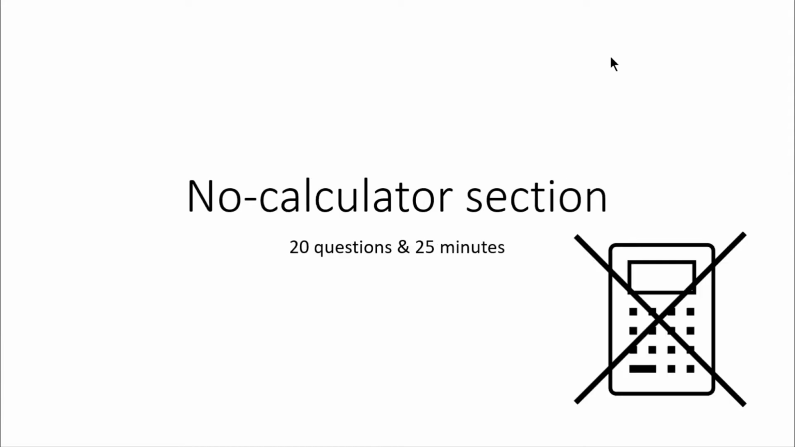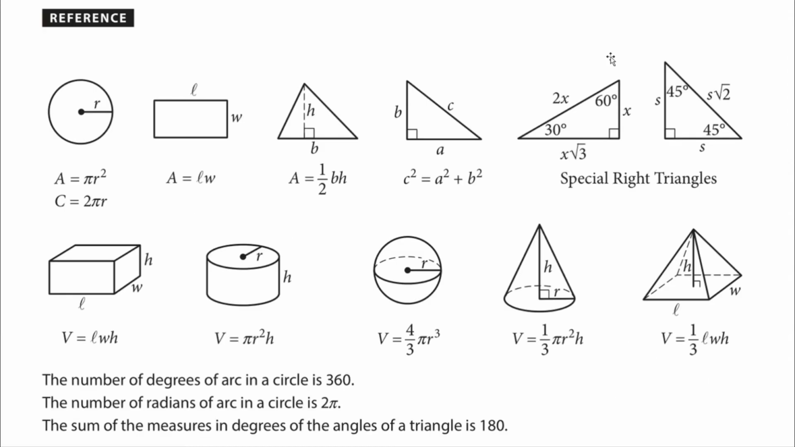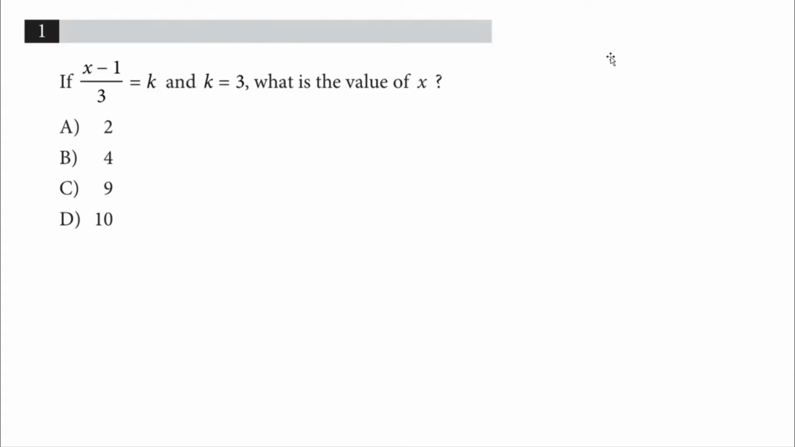The no calculator section contains 20 questions and 25 minutes will be given to you on the real exam. Here is a reference of all the equations and the relations you need for the test. Let's start from the first question. Stop the video before each question and try to solve all those questions by yourself before I explain it to you.